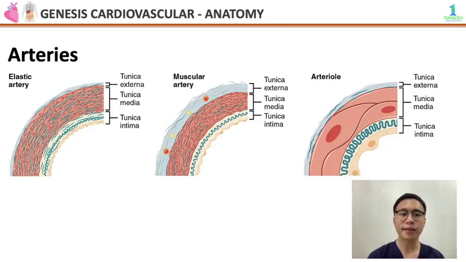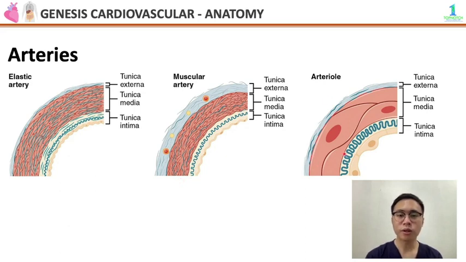So again, comparing them side by side, you have an elastic artery over here. You have a muscular artery and an arteriole. No? So all of them have tunica intima, tunica media, and tunica externa. But the difference is the relative thickness. Again, with the elastic artery, look, the tunica media is very thick. Very prominent is the presence of elastic fibers. In the muscular artery, the tunica media is less prominent, no? The tunica externa is also getting thicker. And then its elastic fiber content is also less.